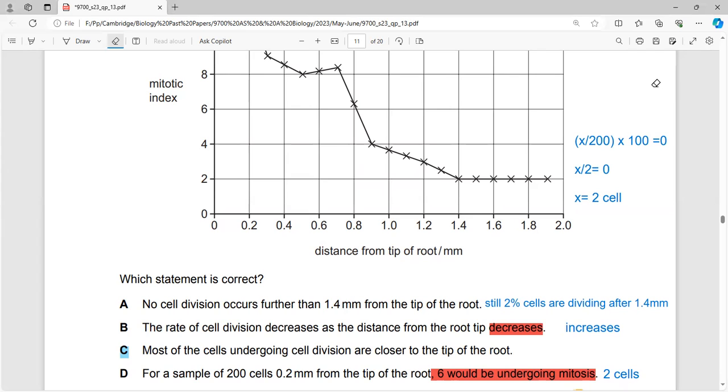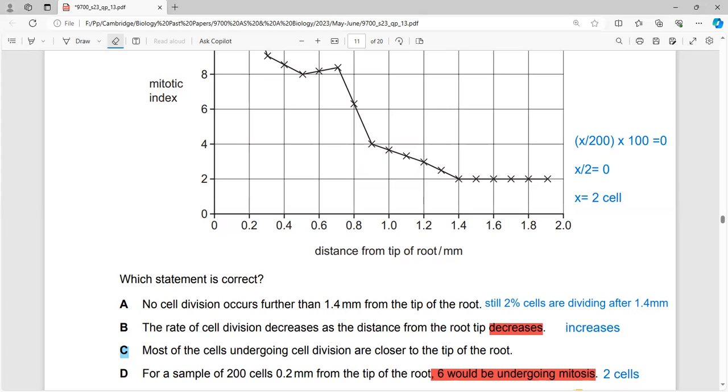The B, the rate of the cell division decreases as the distance from the root tip decreases. No, it increases. For example, you can see that from the 0 to the 2. If the distance from the root tip is increasing, the number of cell divisions, or mitotic index, is decreasing. So that's why the word decrease is wrong here. It's supposed to be increase.